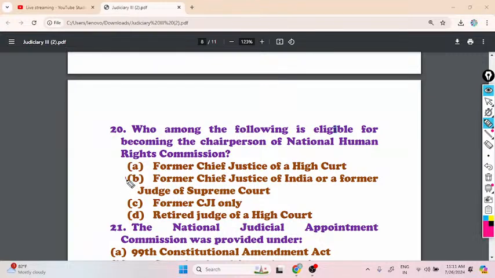Today, Justice Arun Kumar Mishra is the chairperson, who was a judge of High Court and Supreme Court. Answer B.